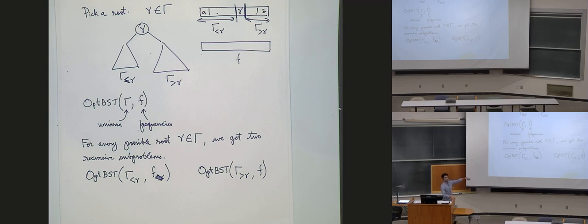I have to do this for every possible root. But then for every possible root, I also need to figure out now what is my total lookup cost for this. Now this requires a little bit of thought, so I'm going to do this a little carefully. Okay, does this make sense? Okay.